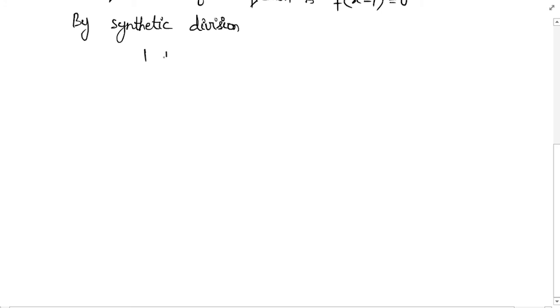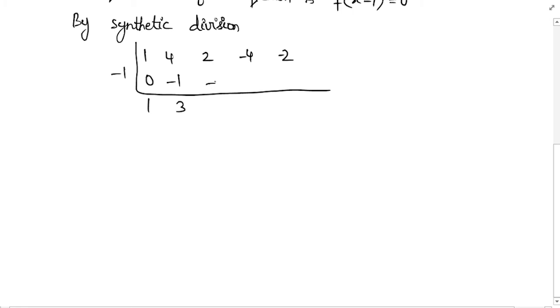1, 4, 2, minus 4, minus 2. Okay, and here 0, and minus 1 is one of the rows, so minus 1, this is 3, minus 3, minus 1, 1, minus 3, this is 3, and here it is 1. Okay, which is equal to A4.